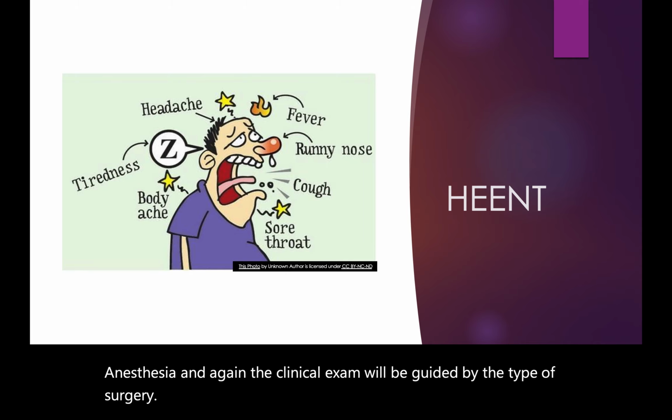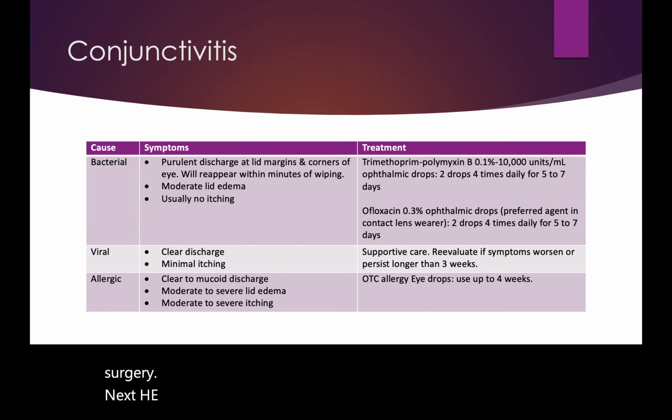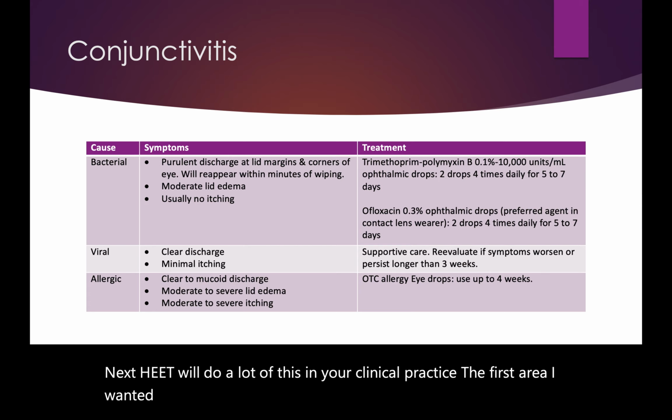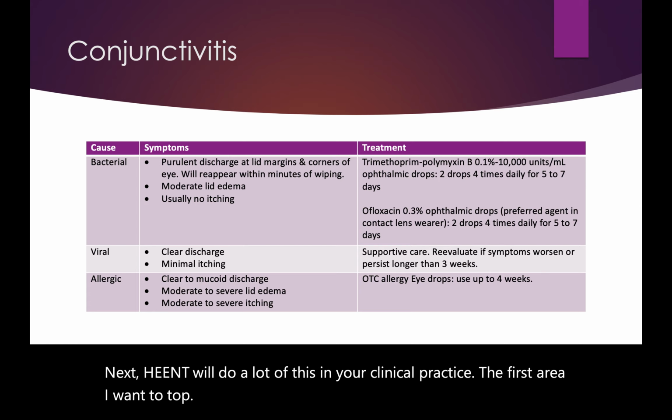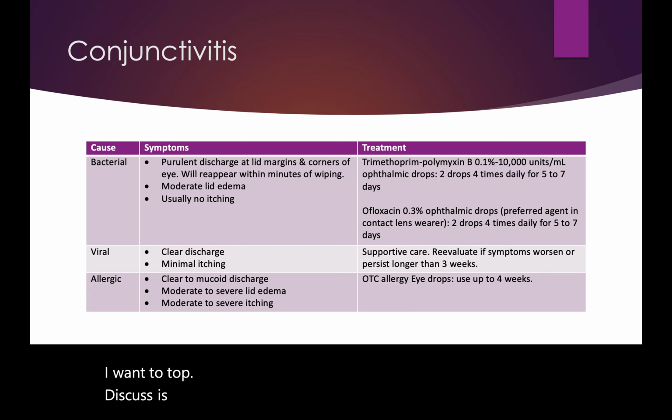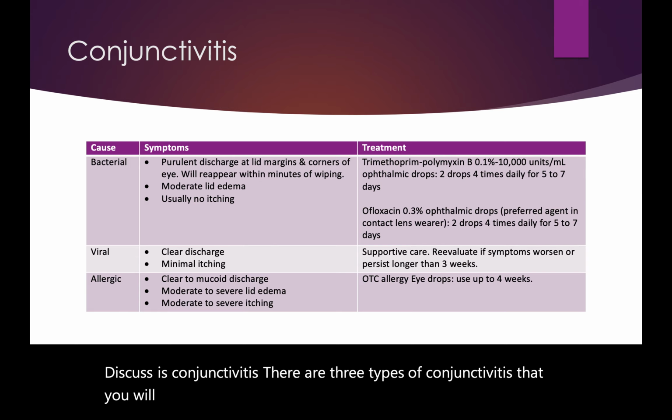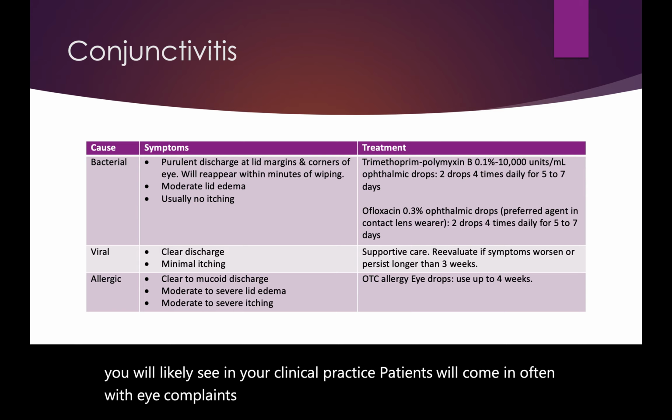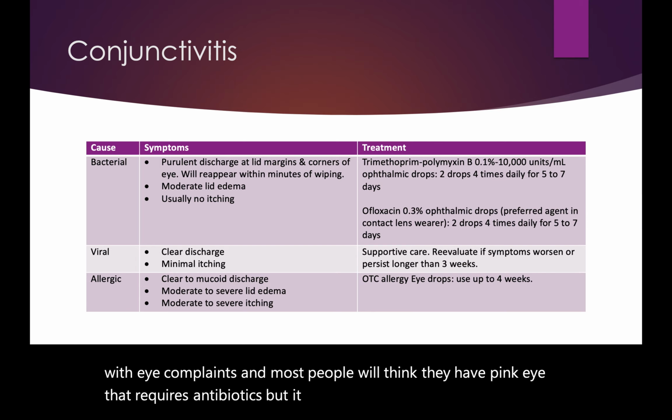Next, HEENT. We'll do a lot of this in your clinical practice. The first area I want to discuss is conjunctivitis. There are 3 types of conjunctivitis that you will likely see in your clinical practice. Patients will come in often with eye complaints, and most people will think they have pink eye that requires antibiotics, but it is your decision as the clinician to decide whether or not that should happen.